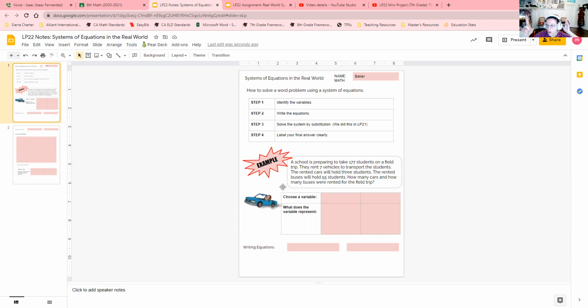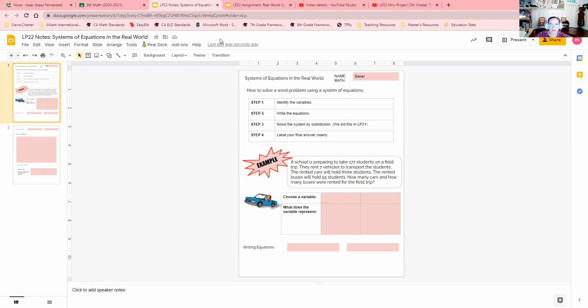So step 1, identify the variables in your problem. Step 2, we're going to write the equations. Step 3, we're going to solve the system of equations, solve our equations using the substitution method. We learned that last week in LP21. Go review your notes if you need to. Step 4, final answer. You want to make sure you label the answers clearly so that we know what we're talking about at the end.